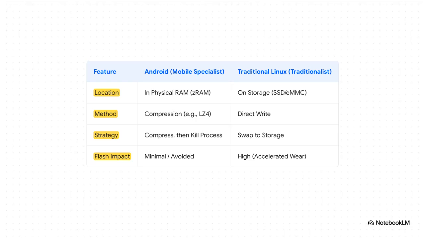So when you lay it all out like this, the two strategies are just night and day. Android stays in RAM, it's all about being fast and being gentle on the hardware. The traditional approach uses storage to get the absolute maximum capacity, but it pays a steep price in both speed and long-term wear and tear.